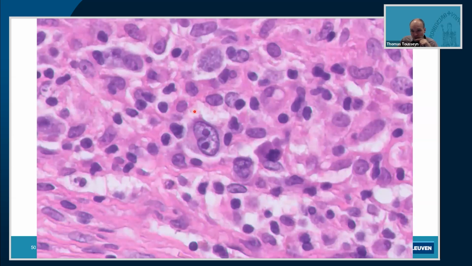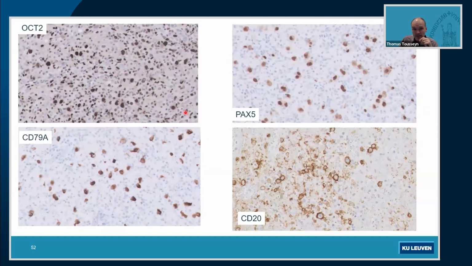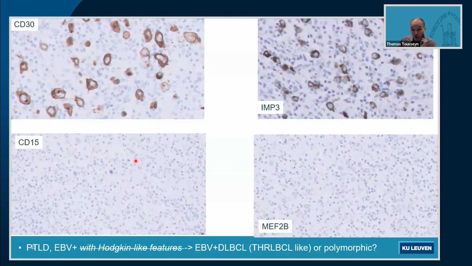So as you can see here, very nice Reed-Sternberg cells. And this is the EBER, so it's an EBV driven lesion, and the background does not contain eosinophils, but mainly T cells and histiocytes. And the B cell program was very strong. So you can see they are CD20 positive, PAX5 positive, OCT2 positive, CD79A positive, also expressing CD30 and IMP3, no CD15 or MEF2B. And so this is a post-transplant PTLD, of course.